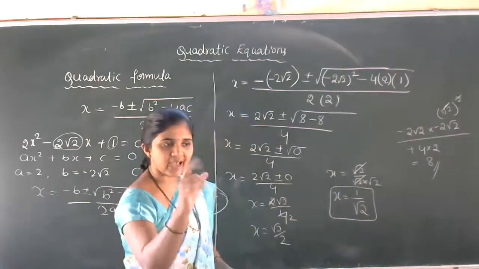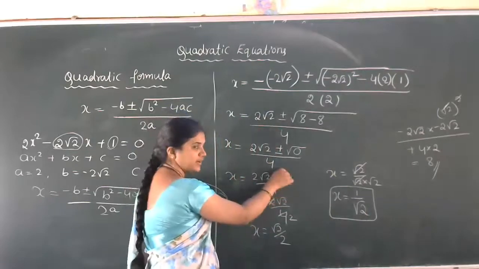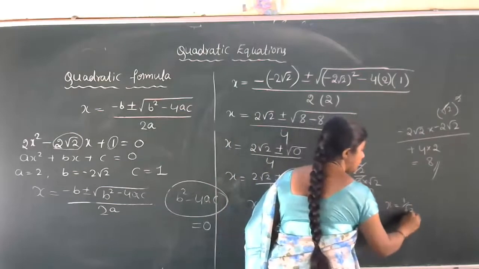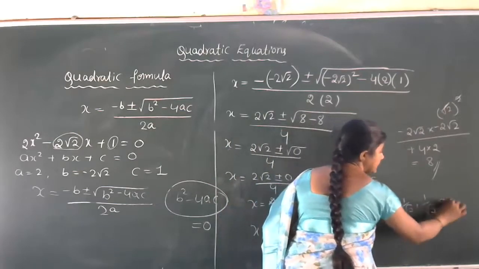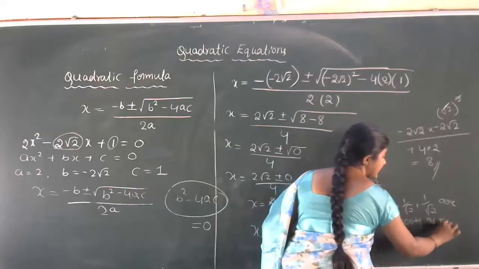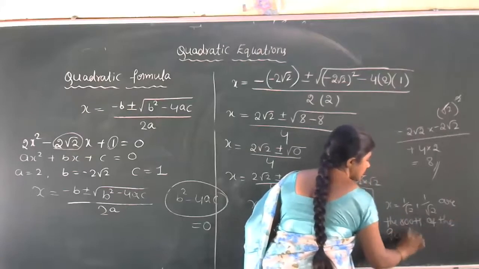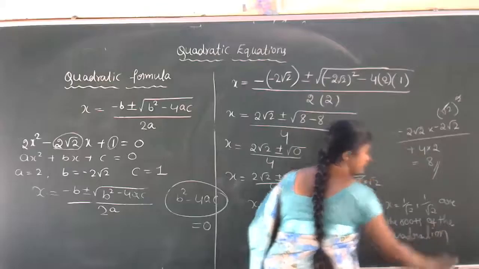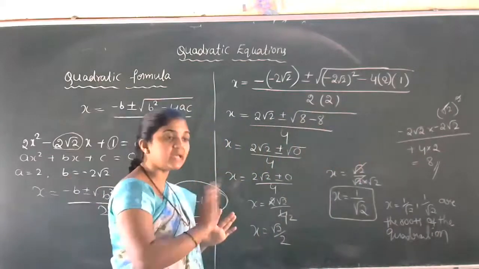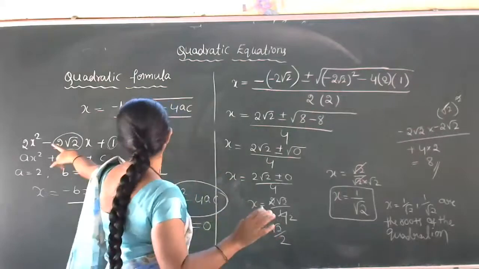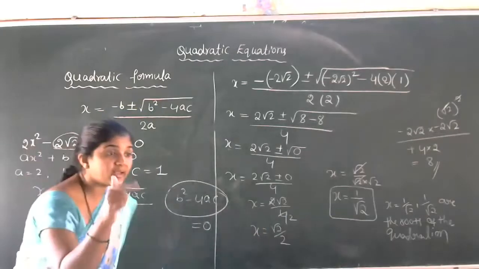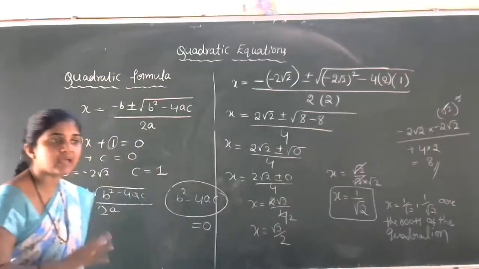So you can directly decide that if you get 0 here, then you will get repeating roots. x is equal to 1 by root 2, 1 by root 2 are the roots of the quadratic equation. Roots are equal here. Two roots are the same. Roots are equal, of the quadratic equation 2x square minus 2 root 2x plus 1 is equal to 0. You may get this type of situation in a fill in the blanks or one more question.